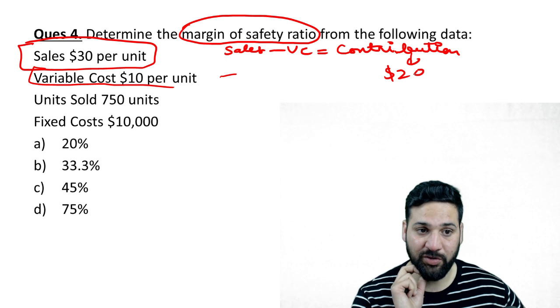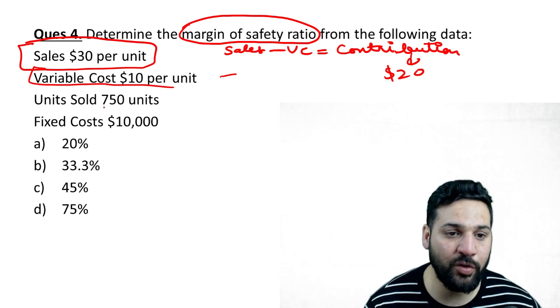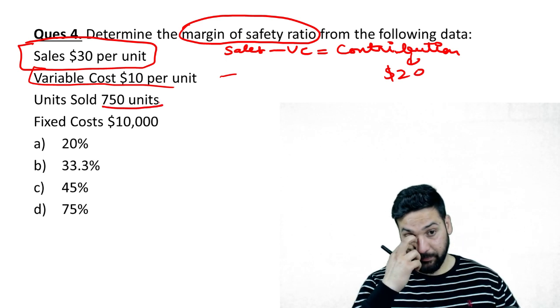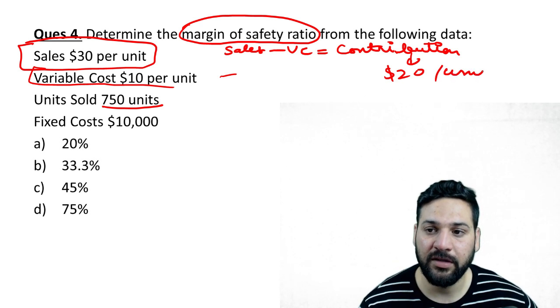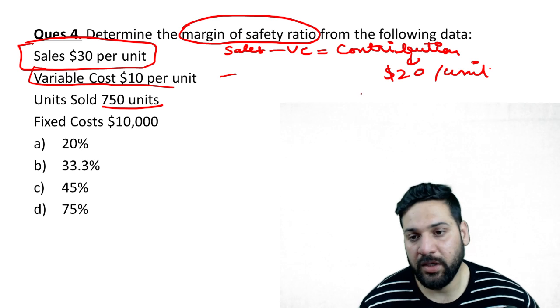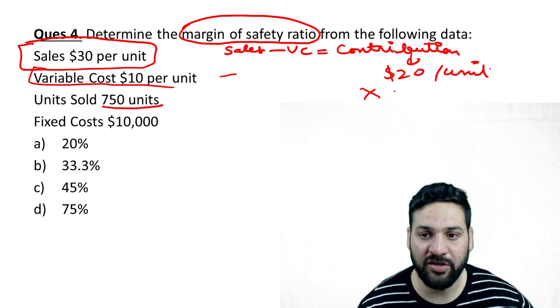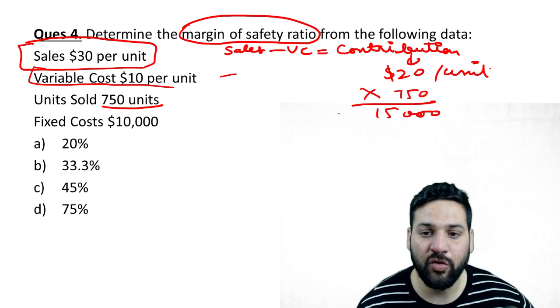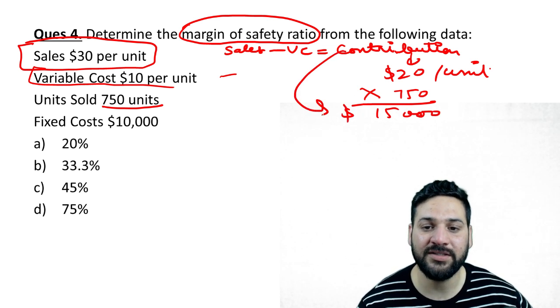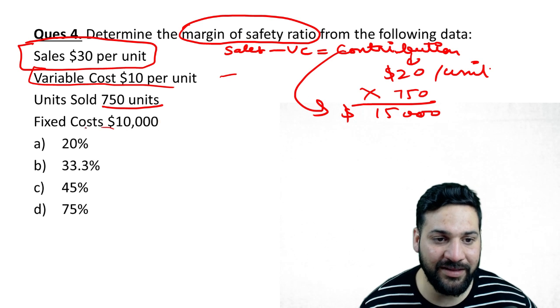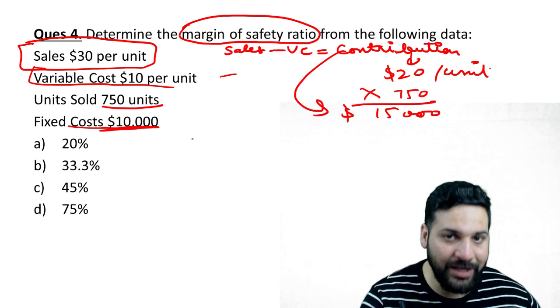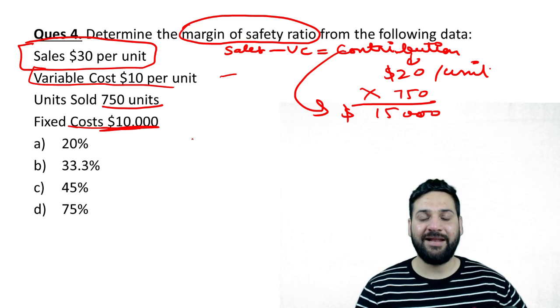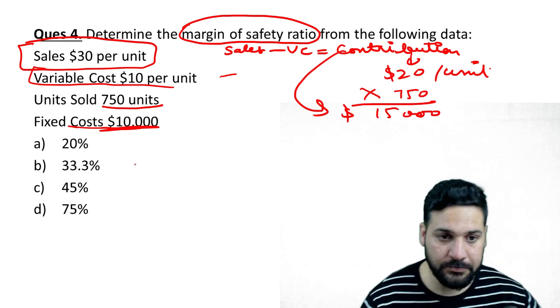Okay, you got the contribution. And the number of units sold is 750 units. You got the contribution, $20 per unit. You can convert it into dollars by multiplying by 750, it is I think $15,000. So contribution is $15,000. Fixed cost is $10,000. So what is the formula? If you have seen my lecture on break-even analysis, this is really simple for you.